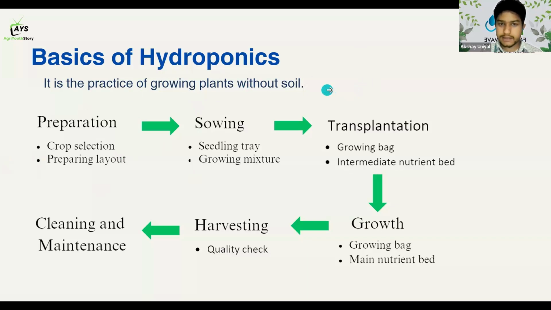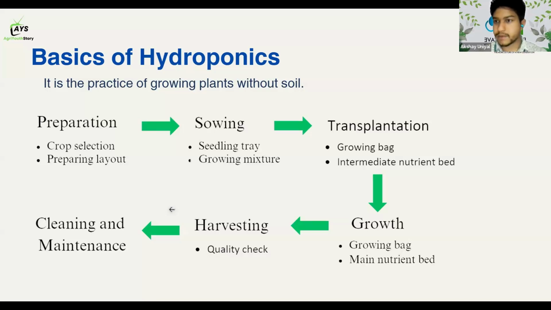This was about the basics of hydroponics. Yesterday we discussed some basic types of hydroponics and different types of growing media, how hydroponics is an integral part of farming's future, and how it is different from the traditional type of farming. All of the things that we discussed yesterday will come up in the next coming slides.